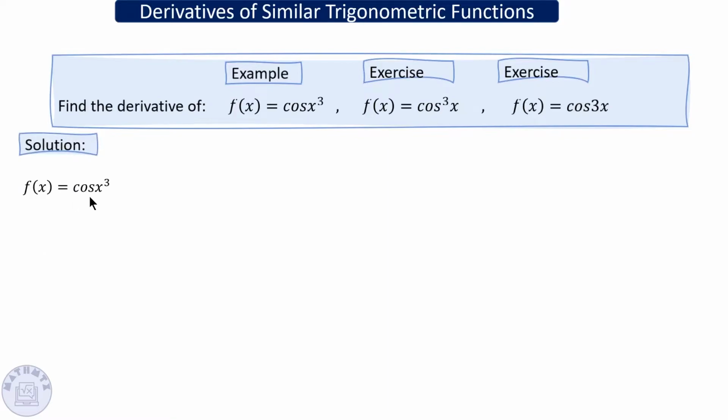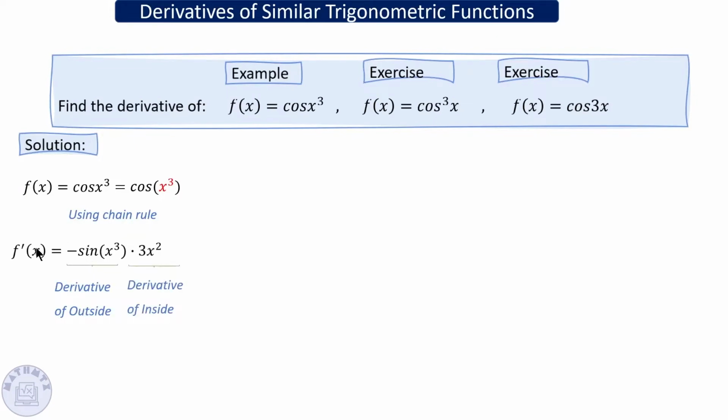We have cosine of x cubed, and the outside function here is the trig function. So the derivative of the cosine is negative sine of the same angle, times the derivative of the angle. The derivative of x cubed is 3x squared.